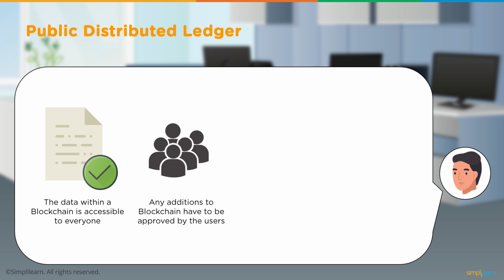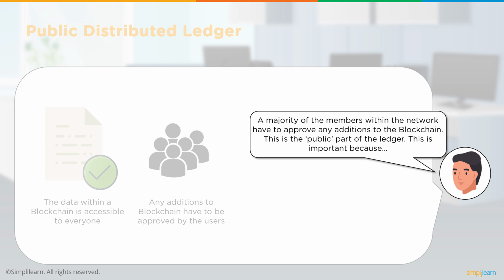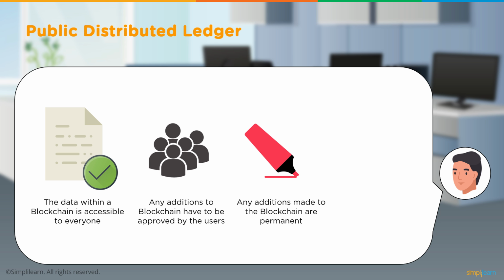Any additions to the blockchain have to be approved by the participant users in the blockchain network. So a majority of the members within the network have to approve any additions to the blockchain. This is the public part of the ledger, and this is important because any additions made to the blockchain are permanent and immutable. Immutable transactions are transactions which cannot be altered. Once registered, they cannot be modified and are available for audit and verification 24/7.